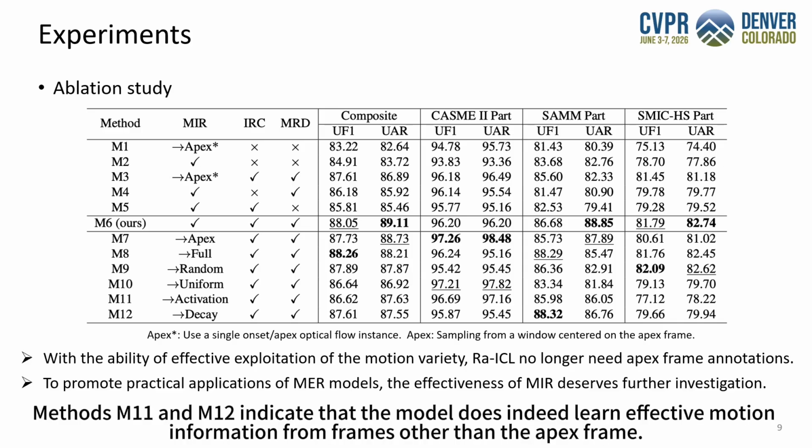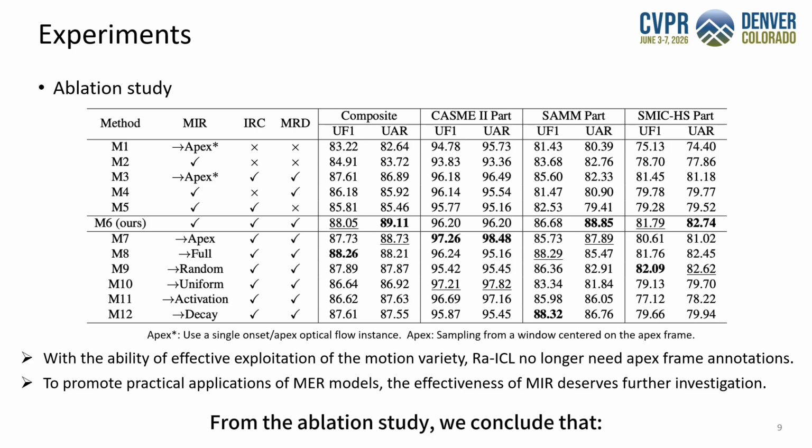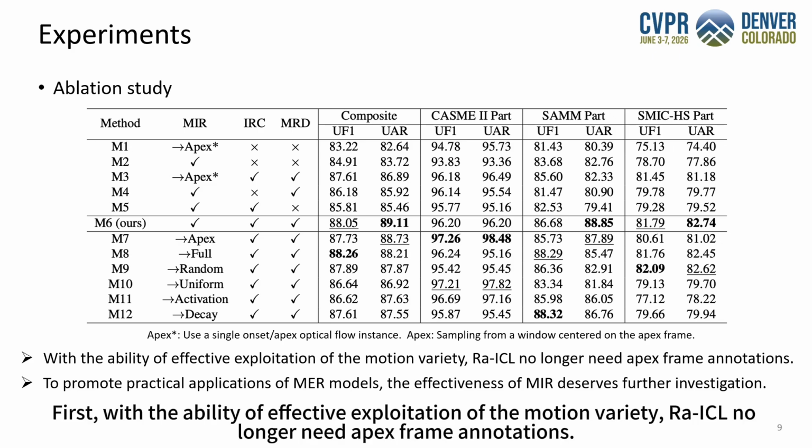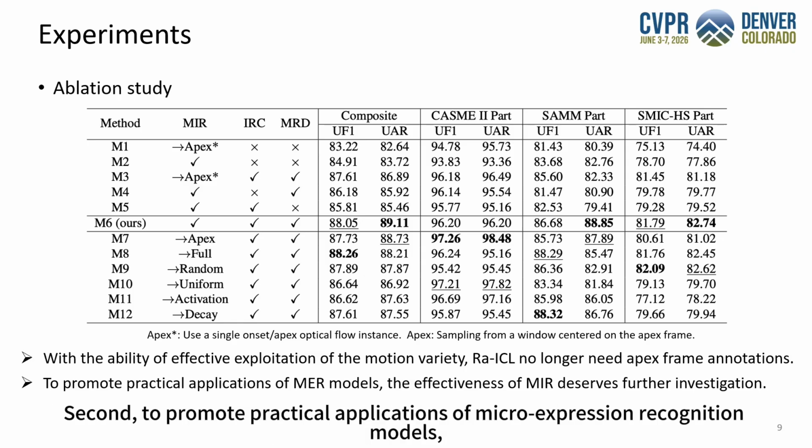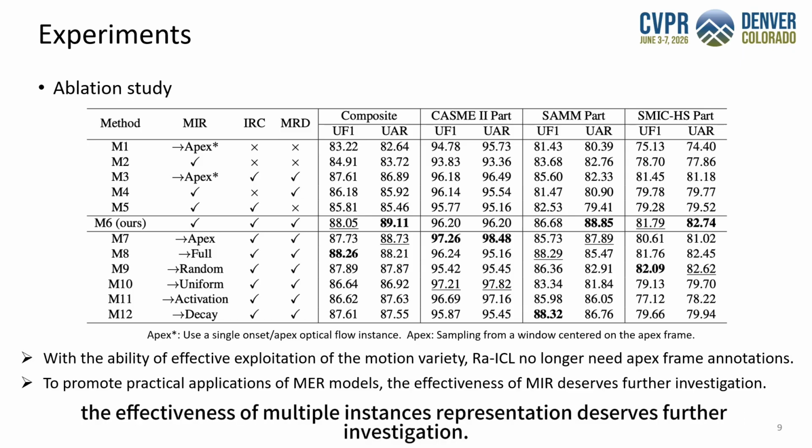Methods M11 and M12 indicate that the model does indeed learn effective motion information from frames other than the apex frame. From the ablation study, we conclude that, first, with the ability of effective exploitation of the motion variety, ROICL no longer needs apex frame annotations. Second, to promote practical applications of micro-expression recognition models, the effectiveness of multiple instances representation deserves further investigation.